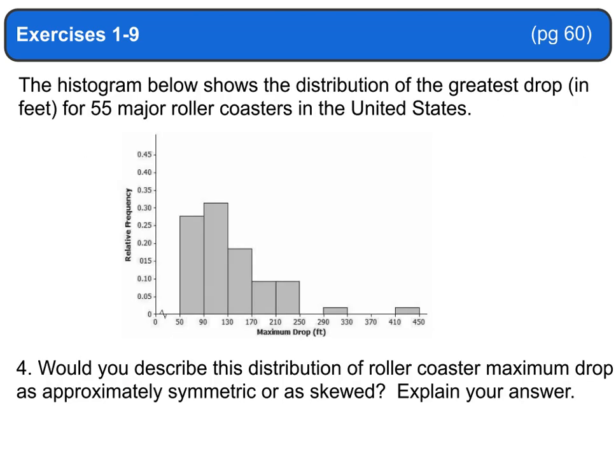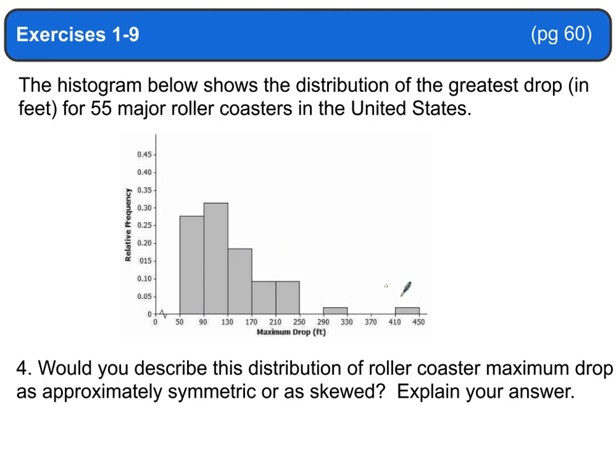In this exercise, we're going to switch to drops of 55 major roller coasters in the United States in feet. So we kind of look and see what happens. It says in number 4, would you describe the distribution of the roller coaster's maximum drop as symmetric or skewed, and to explain your answer?